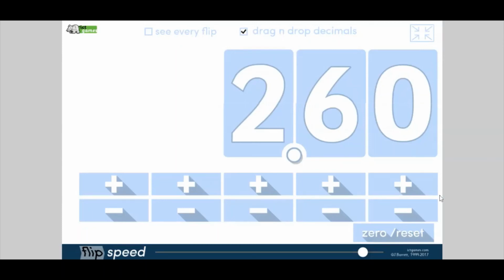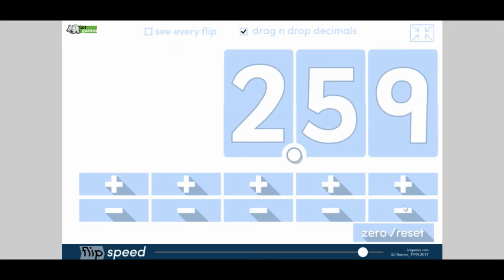Okay, so a bit like the last one, we're using this second decimal column here, but we're counting back, so I'm going to be taking away rather than adding. Okay, so 2.60, which is the same thing, is going to turn into 2.59, because remember, if you take one away, it's going to jump everything down.